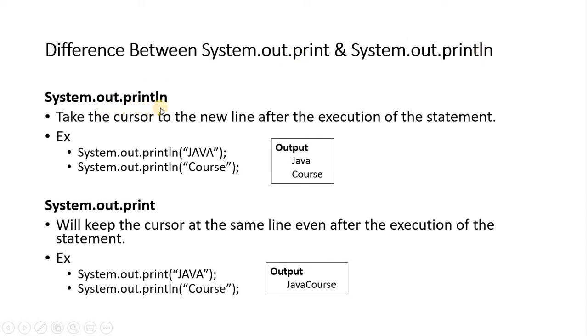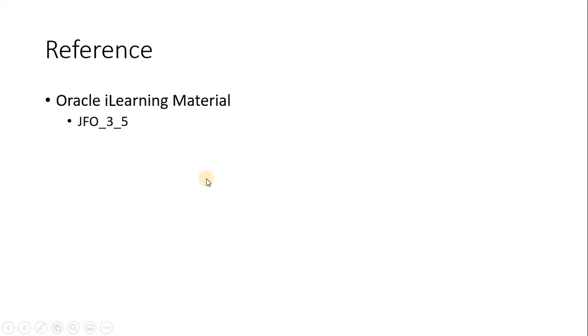So first of all, the print statement. For example, if we have two println statements, Java and course, each will be printed on a separate line. And if you use the print statement for both, without the ln, Java and course will be printed on the same line. It will mostly be useful when you are going to get the input on the same line.